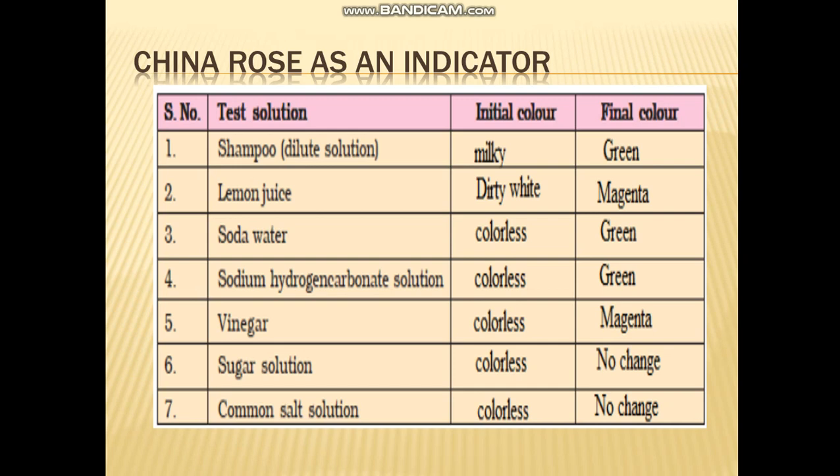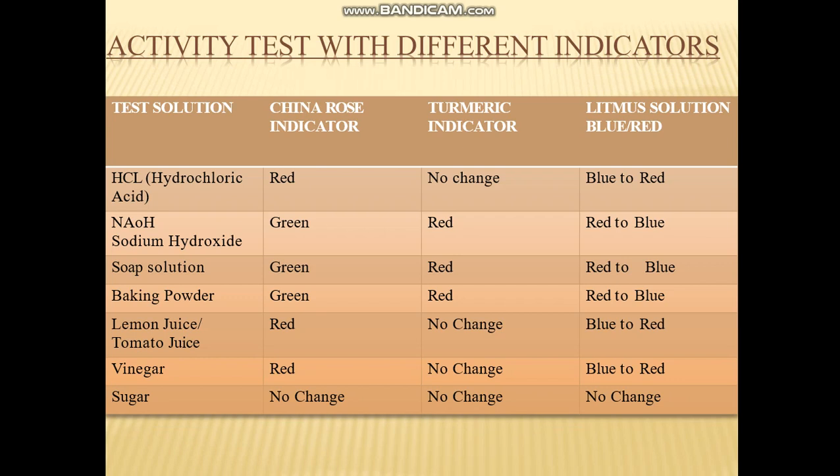If it is a shampoo, we need to dilute it. The initial color is milky, and the final color we get is green. Lemon juice, dirty white, when mixed with the China rose, gives magenta. Soda water is colorless, and after it is mixed it turns green. Vinegar, colorless, turns into magenta. If you take sugar solution and common salt, colorless, the final color is no color, no change.